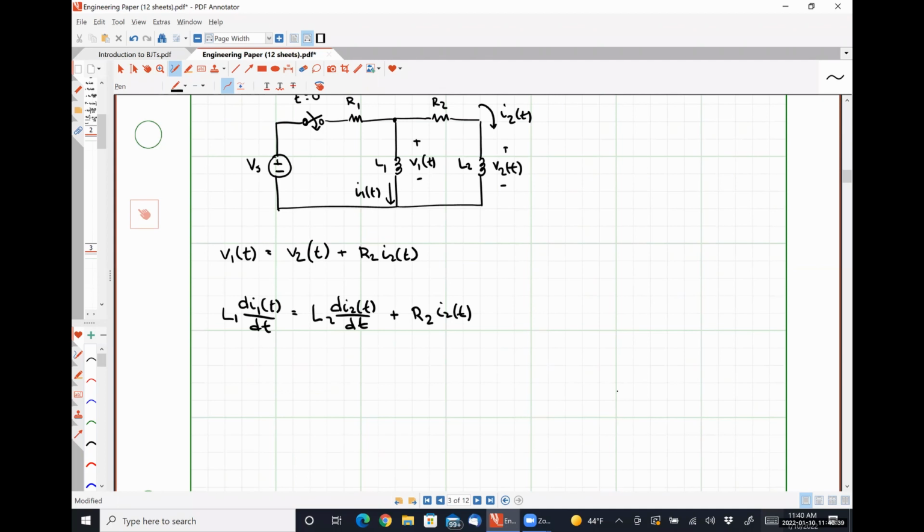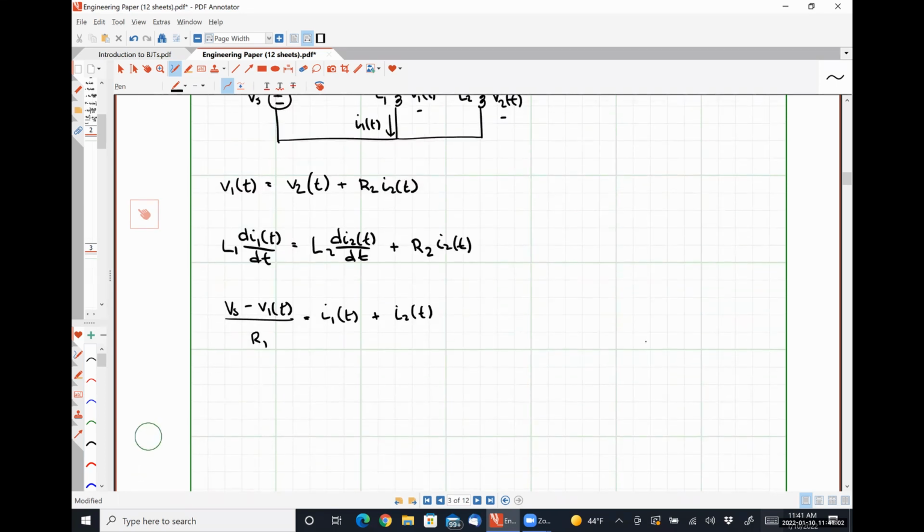So KCL would be Vs minus V1 over R1 is equal to I1 plus I2. So to make this slightly less awkward, what could we do here?